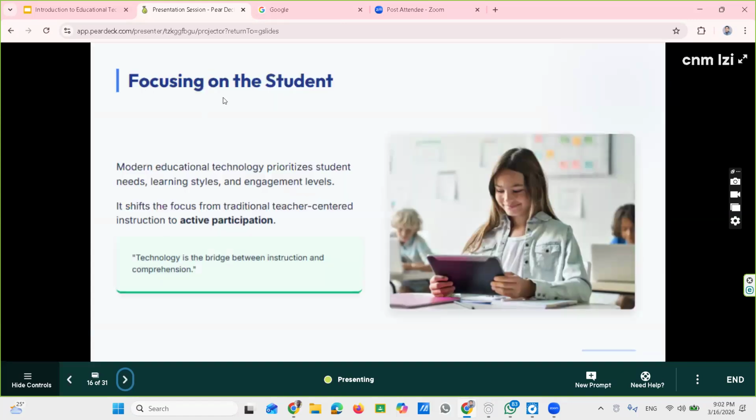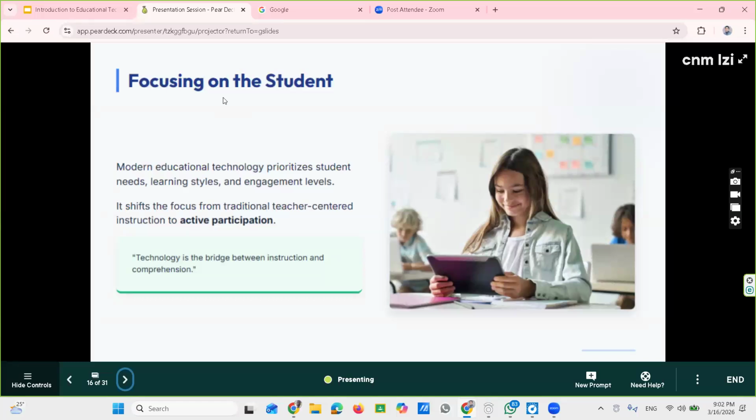Then another point, focusing on students. Because of the introduction of educational technology, they always say to focus on students, not the teacher. Whatever activities or things you are doing in the classroom, the first priority is given to the students. This is also known as student-centered. Always try to create a student-centered environment in the classroom. Then you can get the support of technology to create the student-centered classroom.